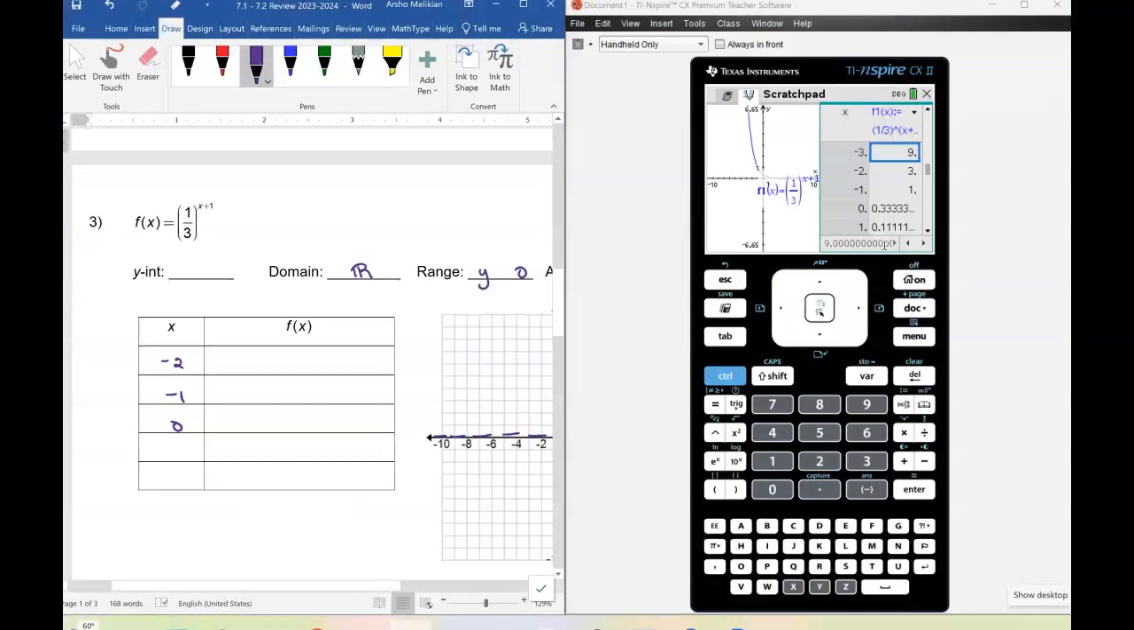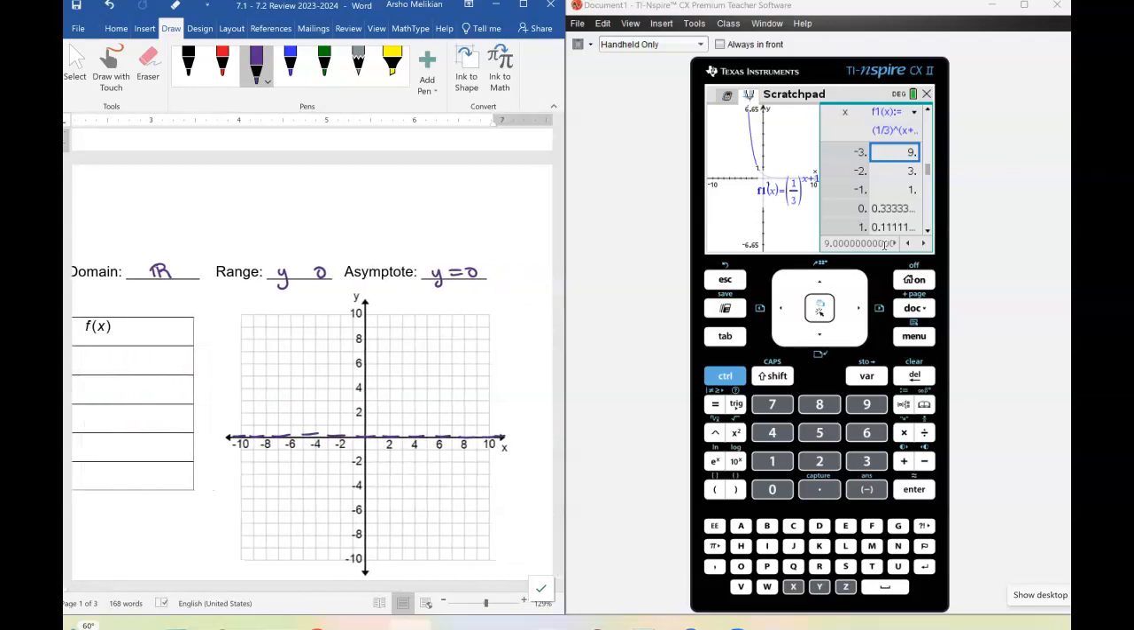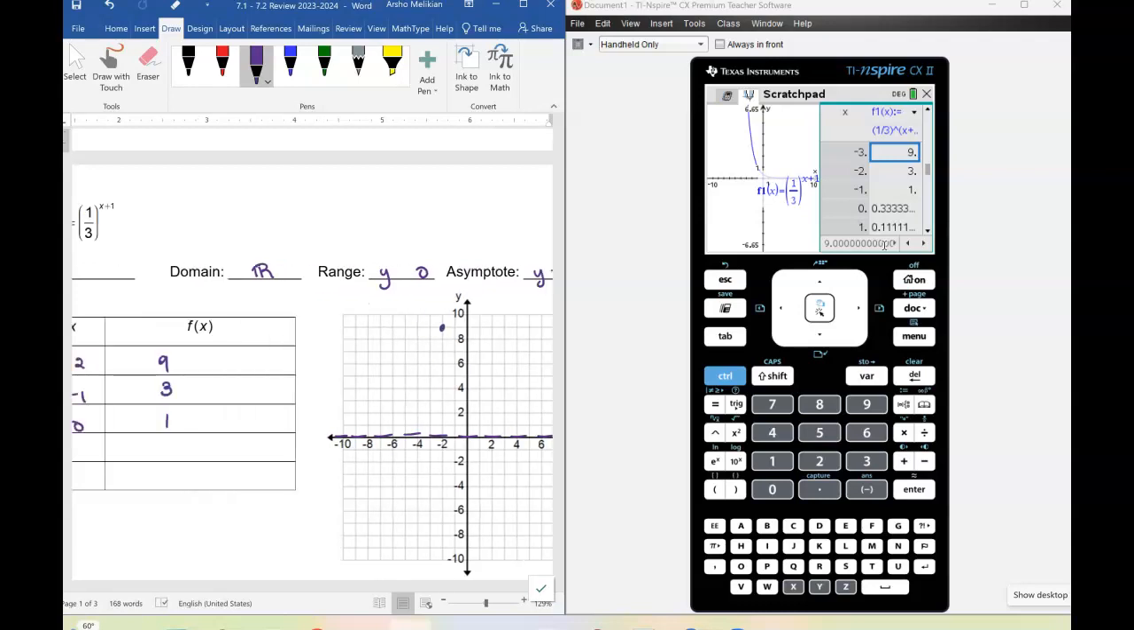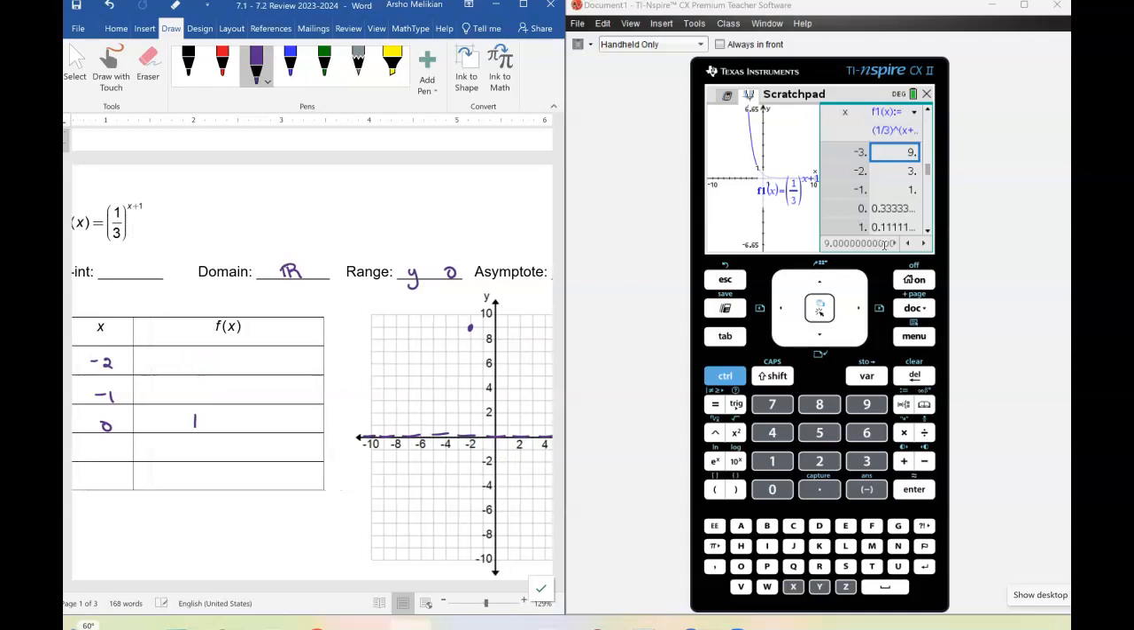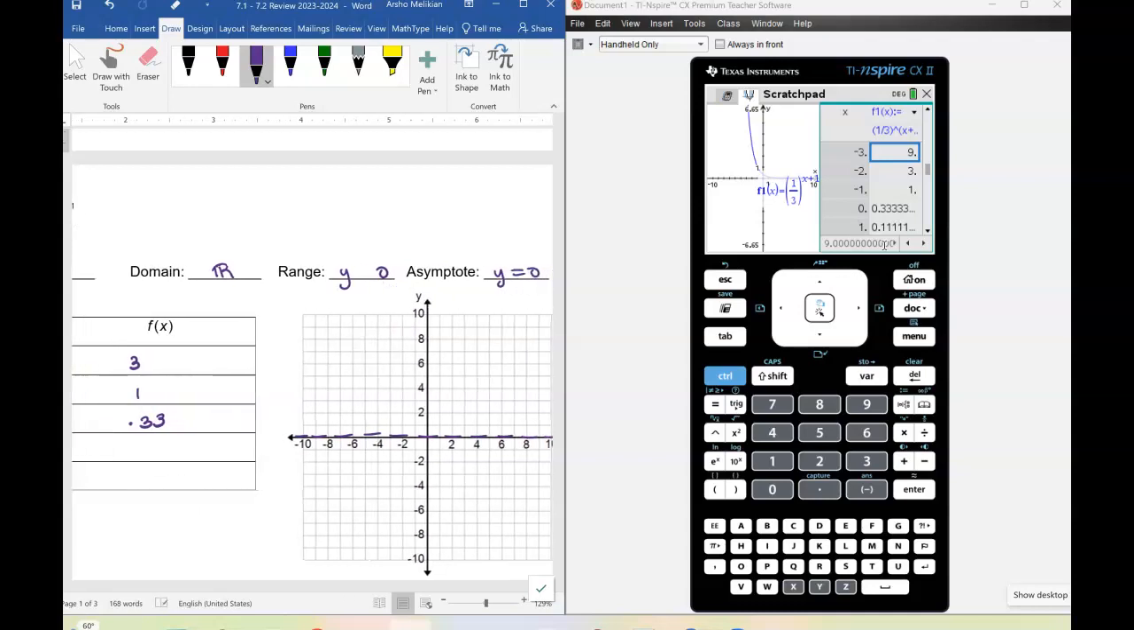So at -2 is 9, then 3, then 1. Oh, -2 is 3. What did I do? 3, 1, and then this is 0.3. Sorry, I was off by 1. Okay, that's 0.3. So at -2, we're at 3.